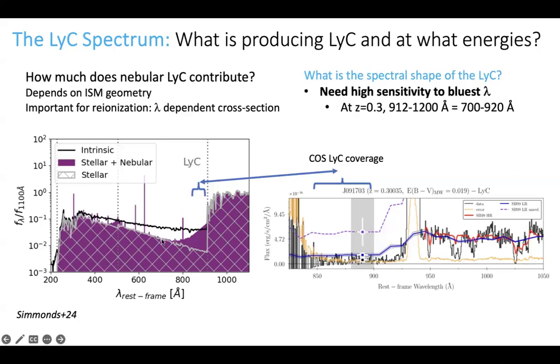And understanding this shape is quite important for reionization because the cross-section for absorption by hydrogen is wavelength dependent. So your hydrogen gas is going to care as to whether it has a lot of emission coming out at the longer wavelength end of the Lyman continuum versus the shorter wavelength end. And what we are able to probe with our sample right now is just this little window here from sort of 850 to 900 angstroms, which does not give us a good handle on this spectral shape. And this is another area where having high sensitivity to much bluer wavelengths could give us some insights.